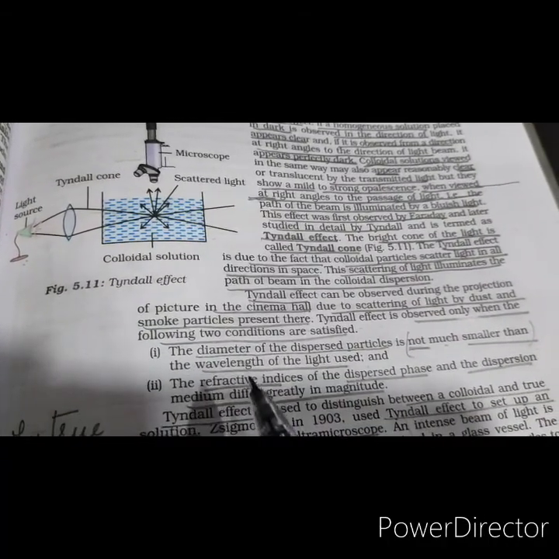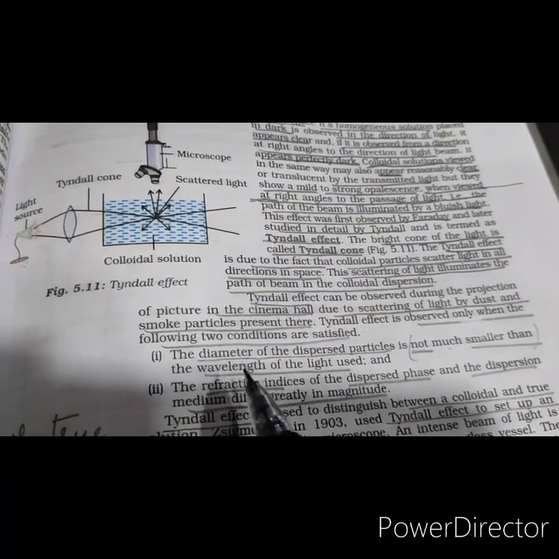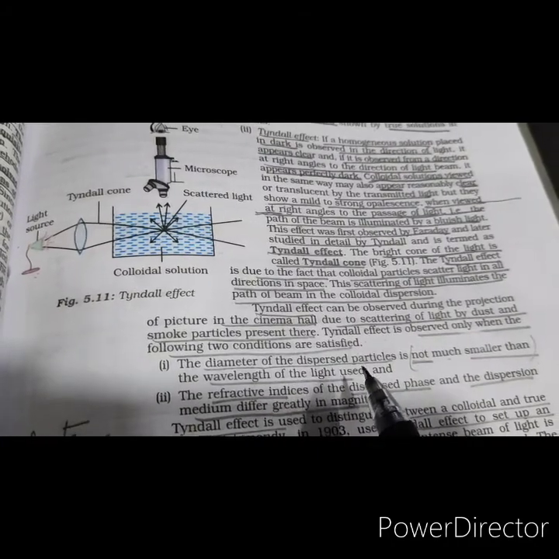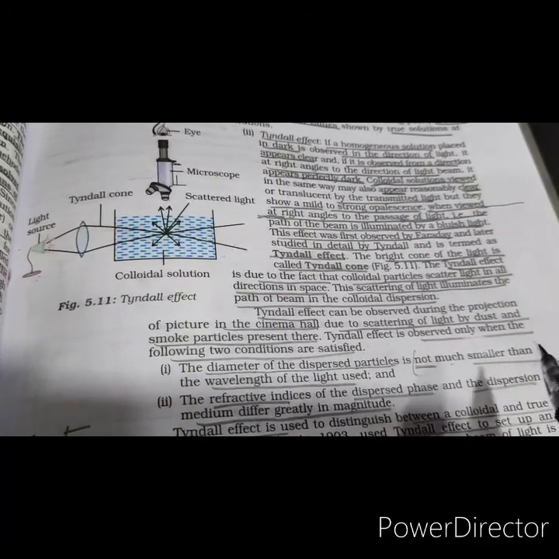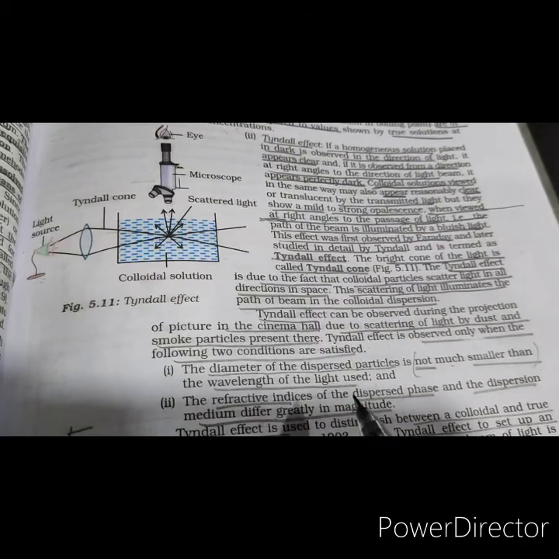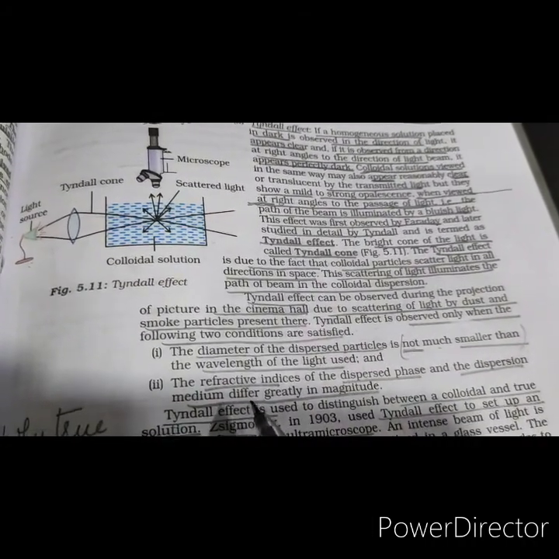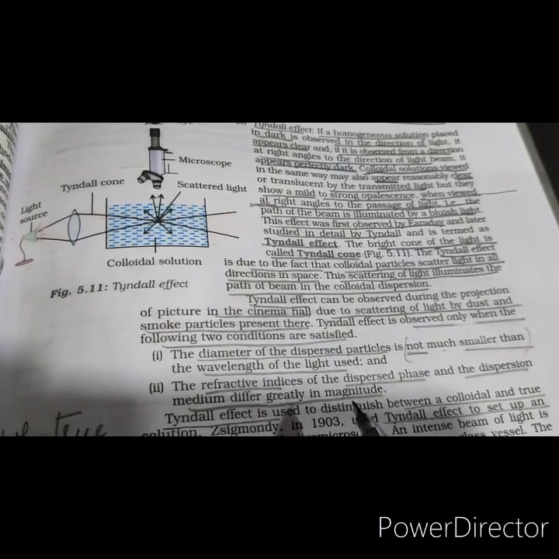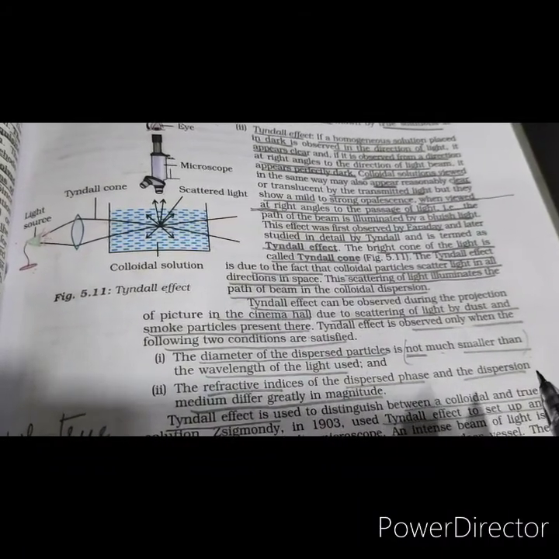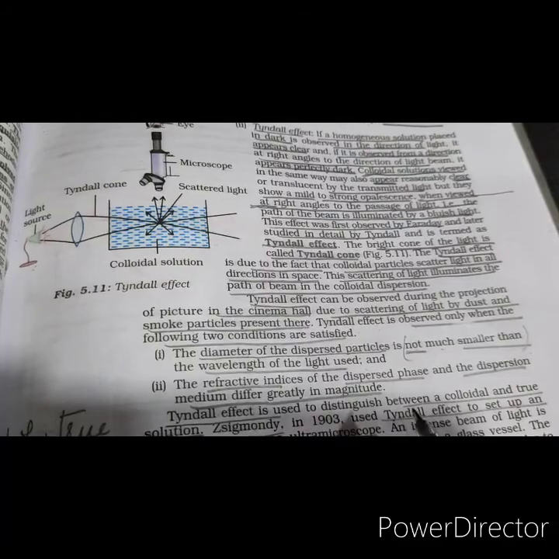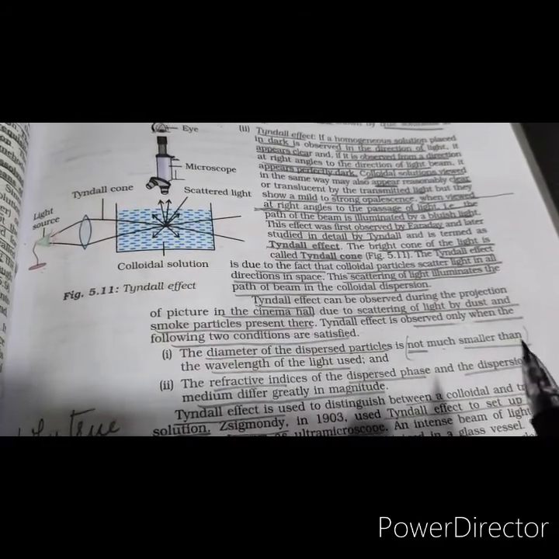This is important. The first condition is that the diameter of the dispersed phase should not be much smaller than the wavelength of the light used. That is, the two must be comparable. And secondly, the refractive index of the dispersed phase and the dispersion medium should differ greatly in magnitude.